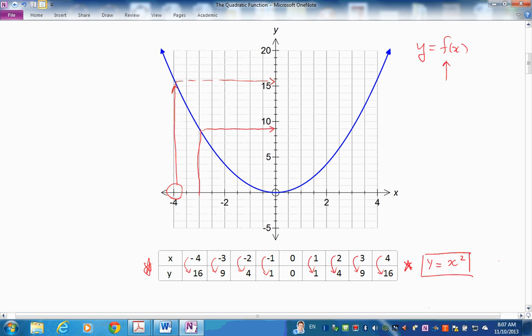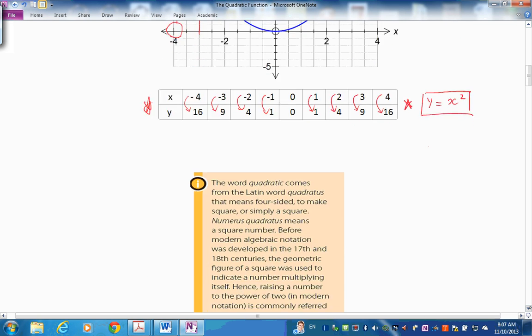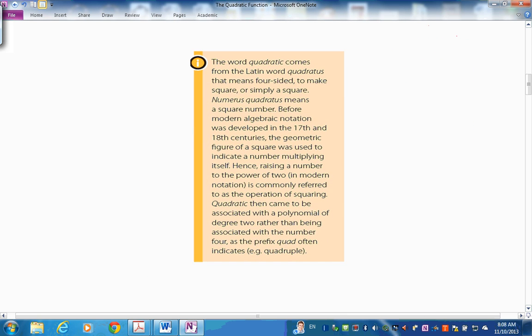Okay, so let's go further with this and say, well, why would it be called a quadratic function? Because I guess you thought quadratic, hey, quad means four usually, quadruple. If you're into rowing, a quad scull, four people in a boat. Hey, well, how come we've got x squared? What's going on there?